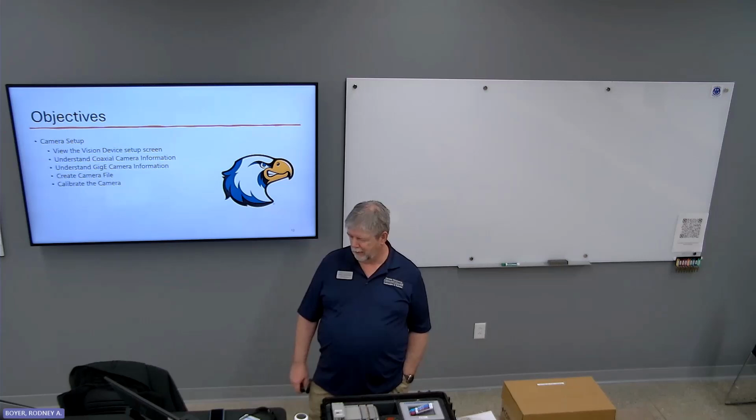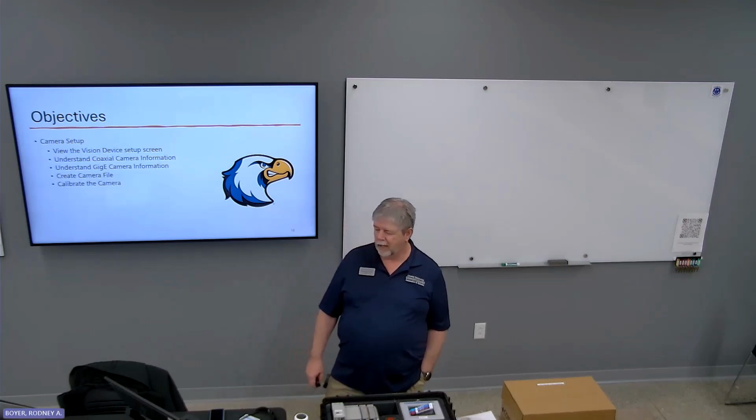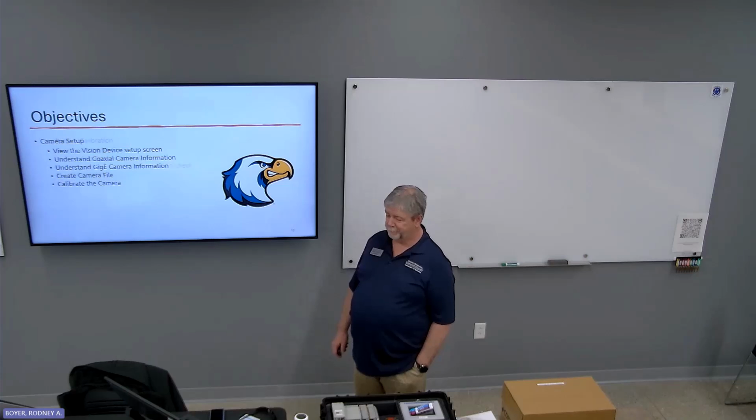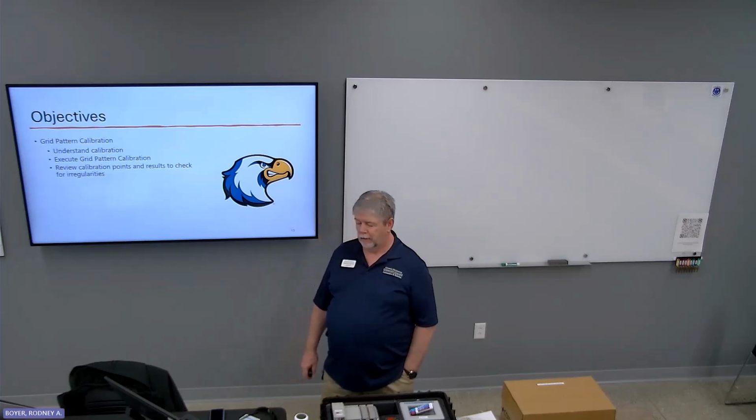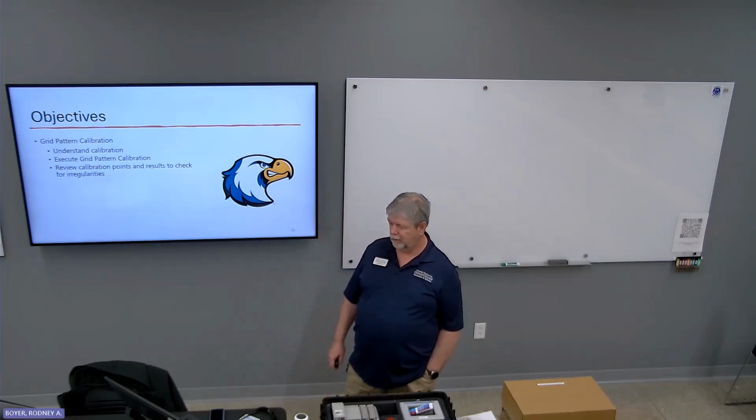Do camera setup, view the vision device setup screen, understand coaxial camera information, understand GIG-E camera information. GIG-E is the Ethernet cameras. We don't have any GIG-E cameras, all of ours are coax. Create a camera file and calibrate the camera. Grid pattern calibration: first you need to understand what calibration is, then execute a grid pattern calibration, review the calibration points and results to check for irregularities.